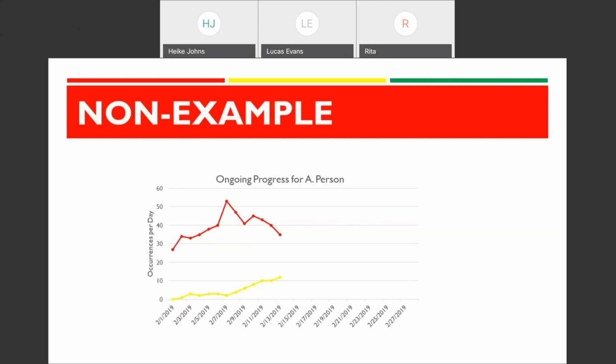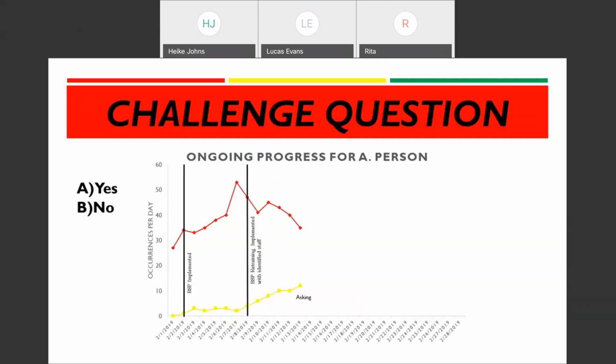So let's move on. We don't have a whole lot of examples or non-examples, but you indicated what was missing. The interventions aren't labeled. There are no baselines. There are no phase change lines. So let's go on to the challenge question and see, is this an example of what we should be looking for? And hopefully we have the polling question going.